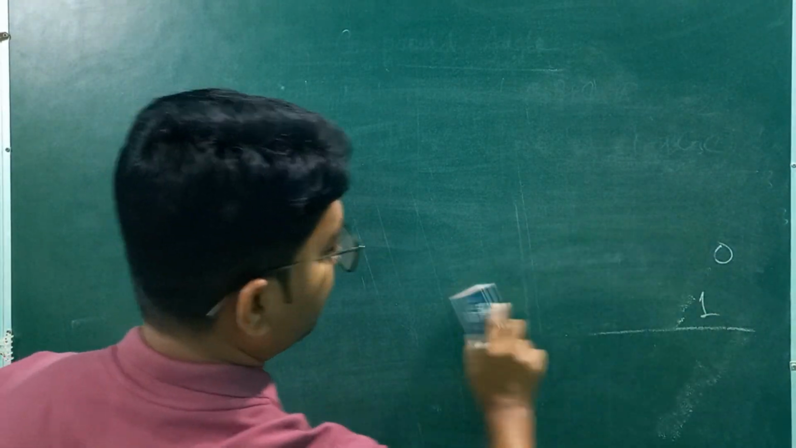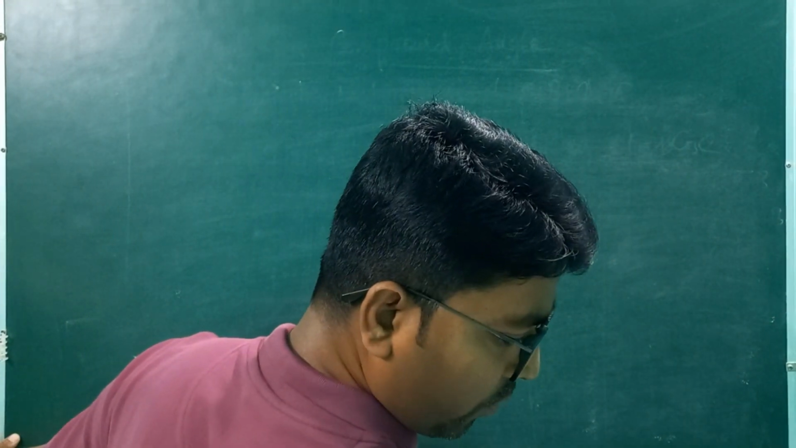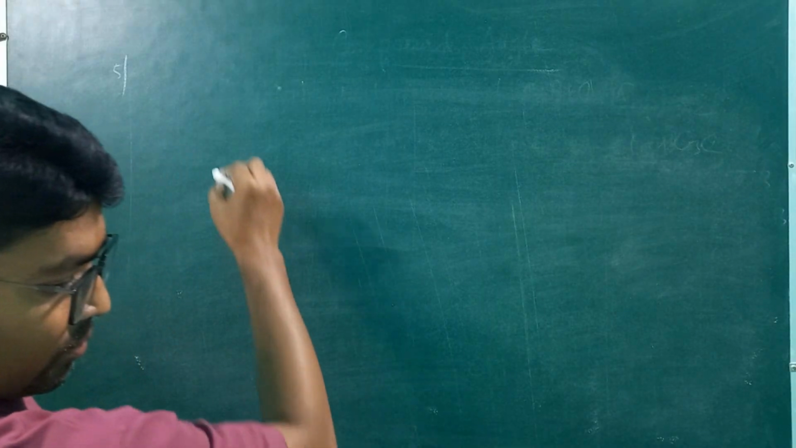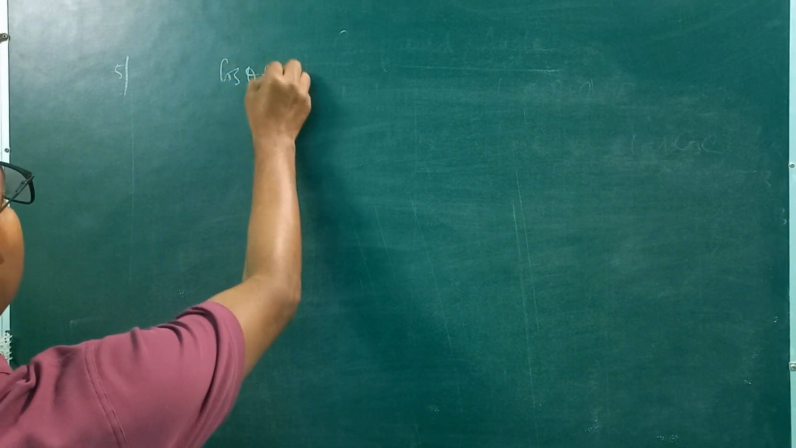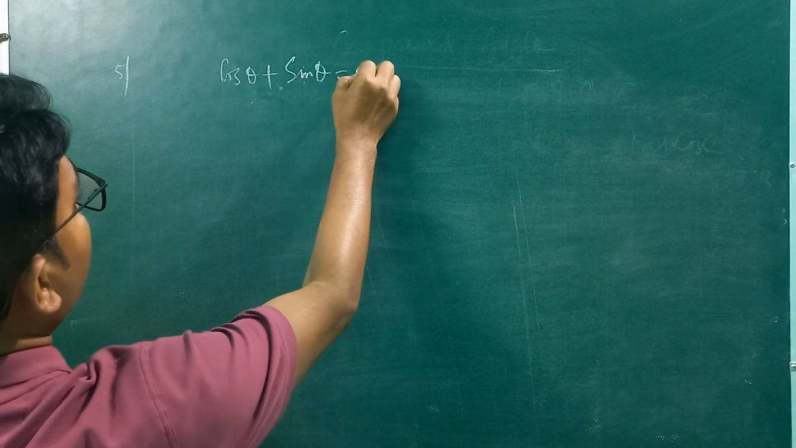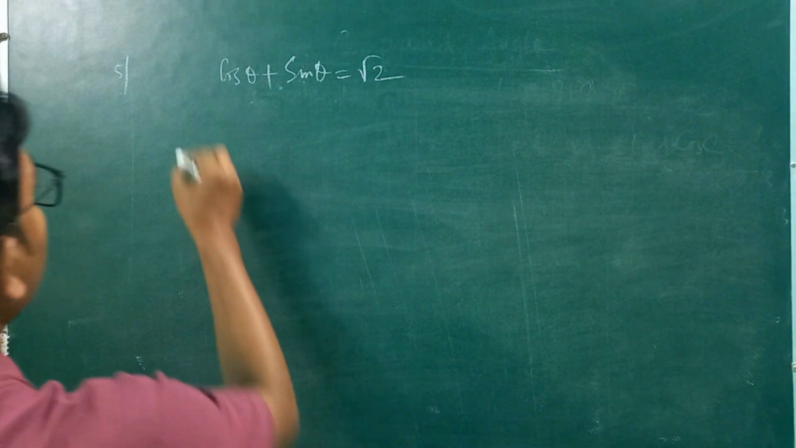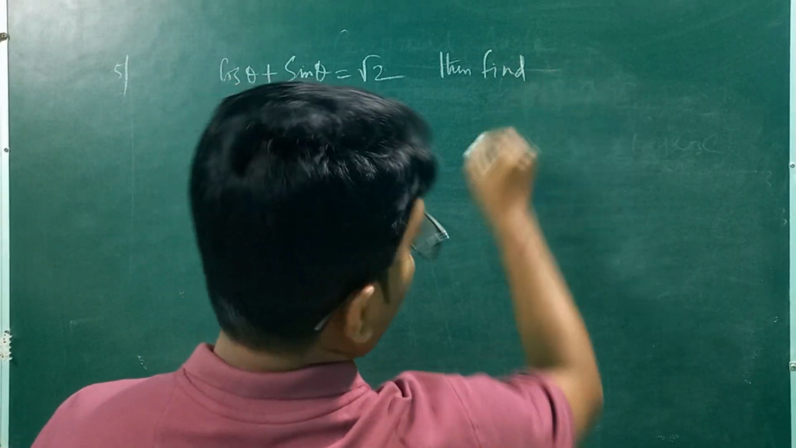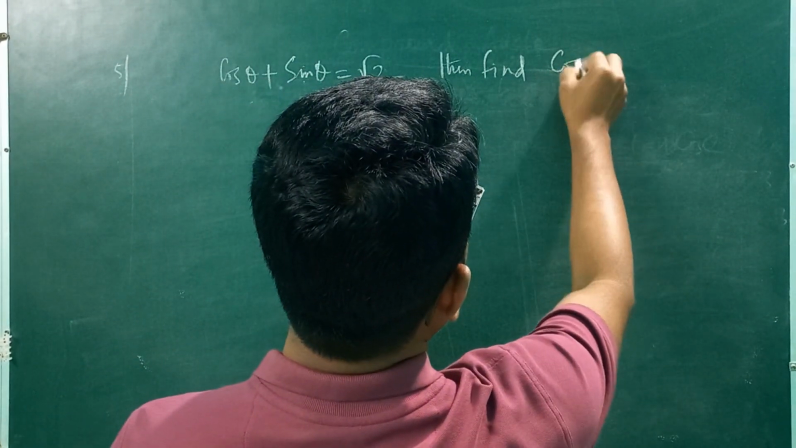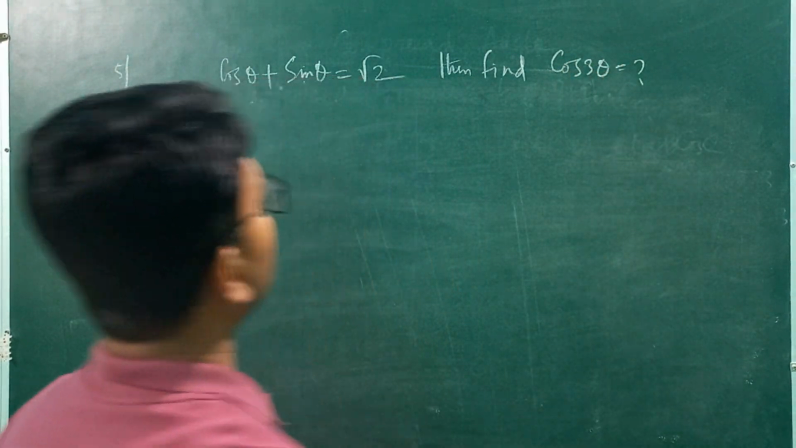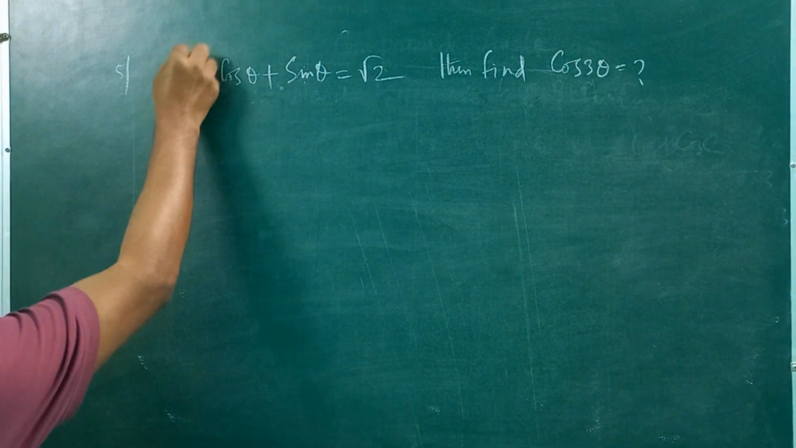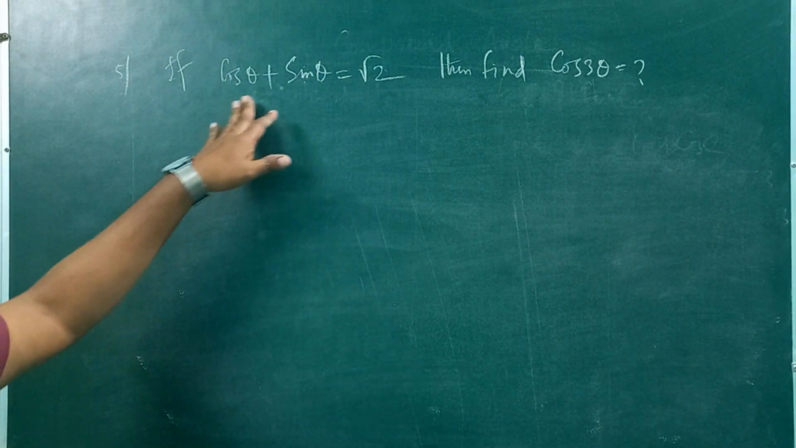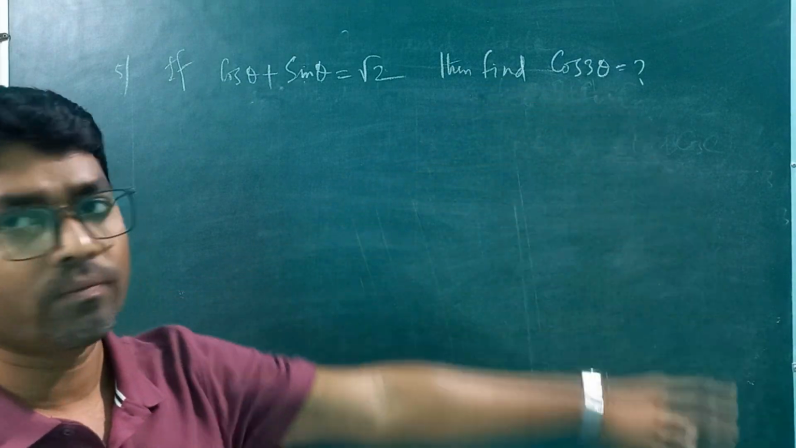Now I will move on to the fifth problem. This one is also a very interesting problem, number 5. We are given cos theta plus sin theta equal to root 2. Then find the value of cos 3 theta. If cos theta plus sin theta equal to root 2, then you have to find the value of cos 3 theta.